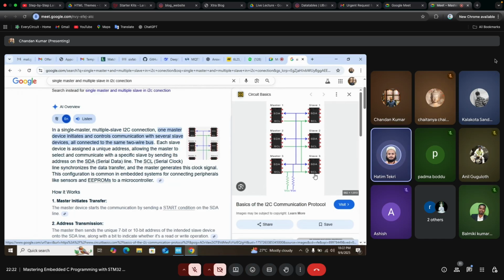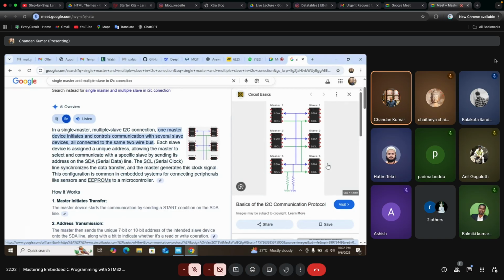In 2-wire, multiple slaves can work simultaneously with the help of multiple masters. So what's happening here? Master 1's data and clock pins are connected with slave 1's data and clock pins. Master 2's data and clock pins are connected with slave 2's data and clock pins. Similarly, master 3's data and clock pins are connected with slave 3's data and clock pins.